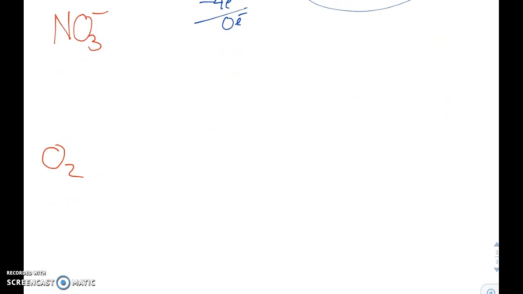Moving on to our next one, NO3. Nitrogen has got 5 valence electrons. We've got 3 oxygens times 6 valence electrons each gives us 18 valence electrons.